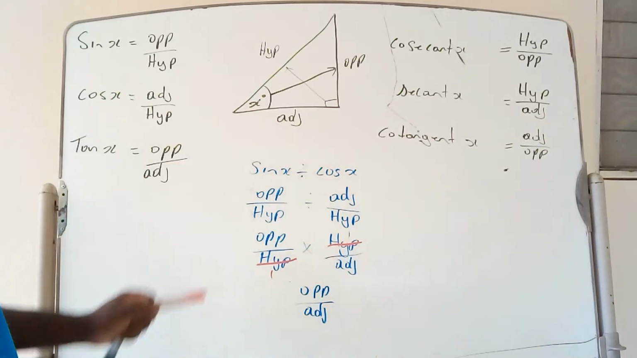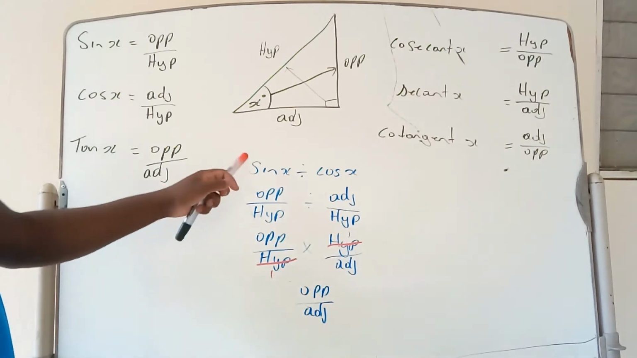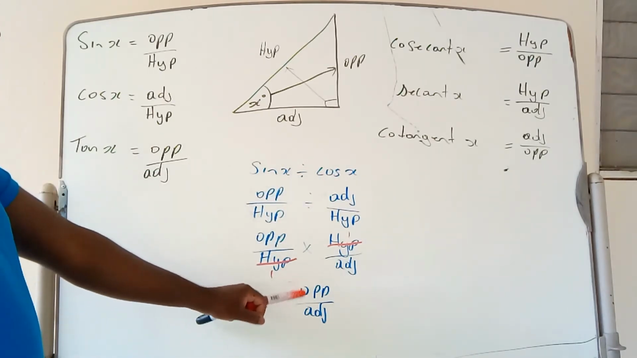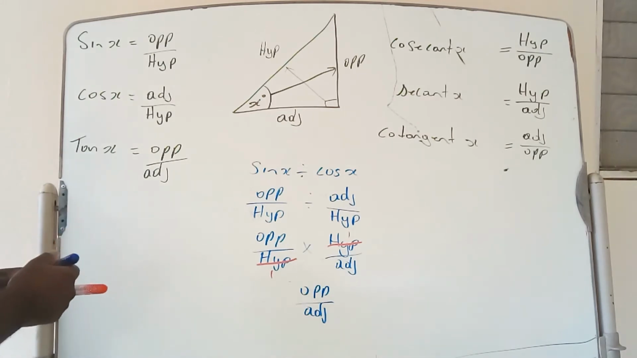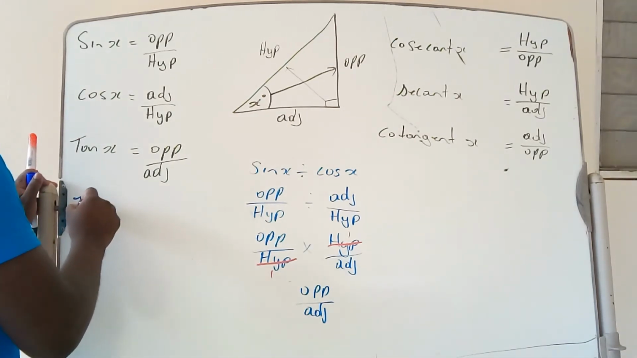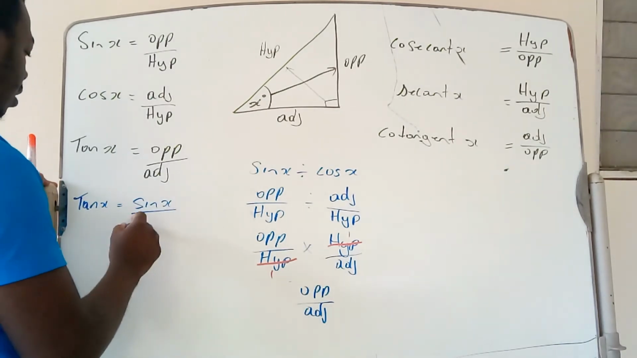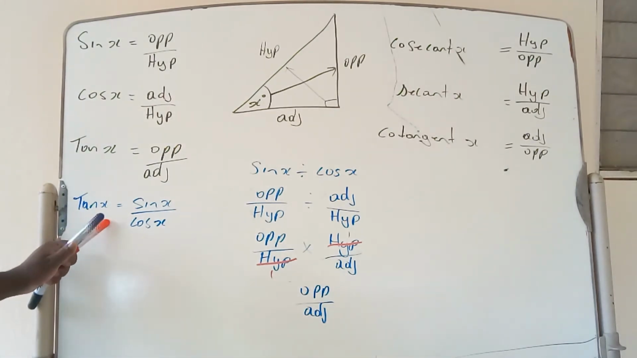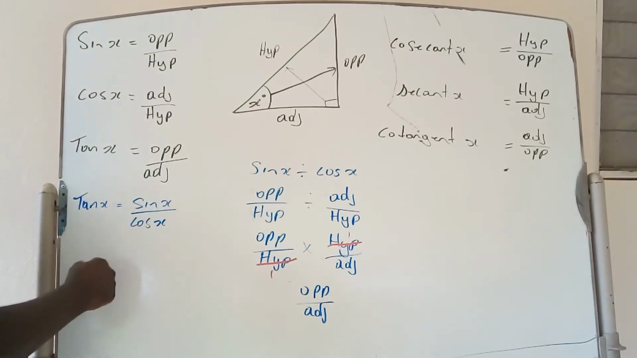So we can study the relationship to make an assumption. What can we say about tan x? When we divide sin x by cos x, we get opposite over adjacent. And we know that the opposite over adjacent is basically tan x. And therefore, we can say that tan x is equal to sin x divided by cos x. Is that interesting? So tan x is equal to sin x divided by cos x. And this, that I have in blue here, is what we call a trigonometry identity.